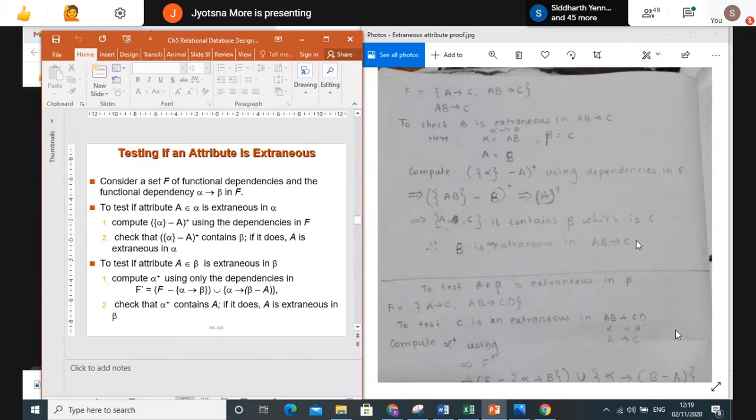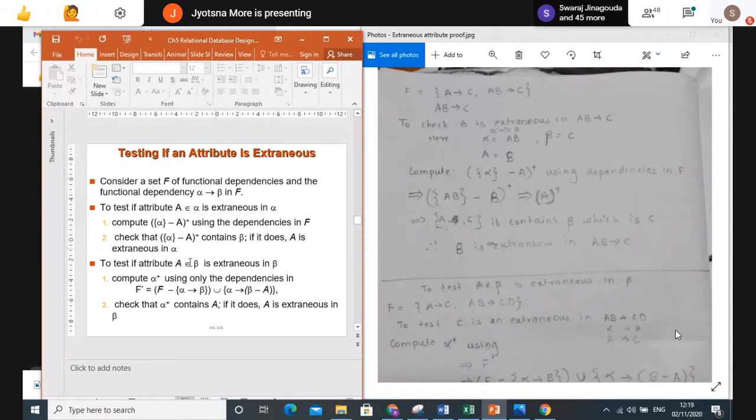Nobody has asked this in your exams till now. Even an extraneous attribute they have not asked, but this will help you in functional dependencies. So at least you should know what an extraneous attribute is and how you can remove it. So this is the first part, where something from the alpha side is extraneous. Now to check whether something on the beta side is extraneous.